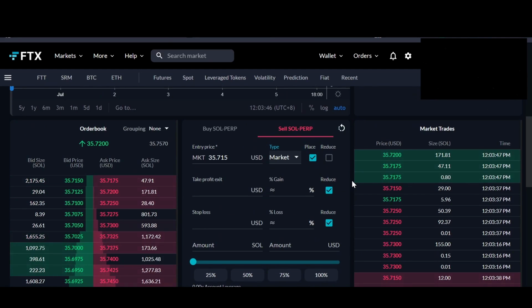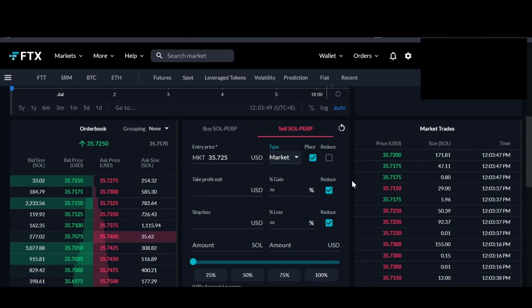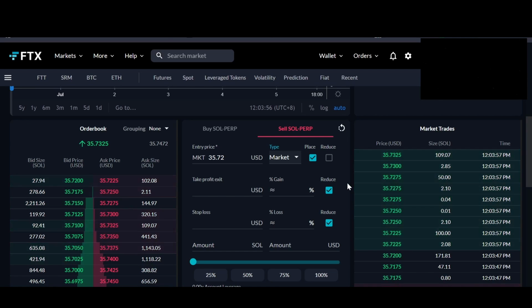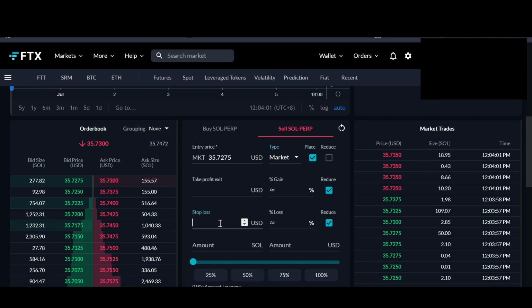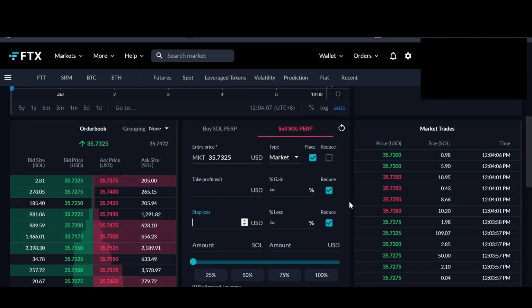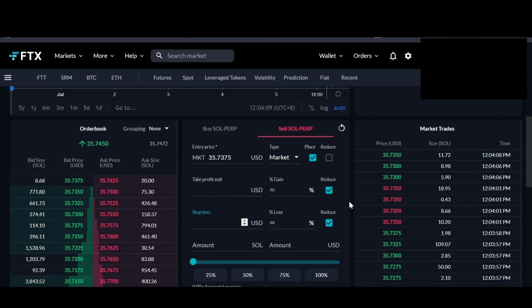And these two things are very important. I always have a stop loss and take profit. Some people do not have that, which is very dangerous. Why do I say this is very important? It is because stop losses will prevent you from taking more losses and also prevent your account from getting liquidated.